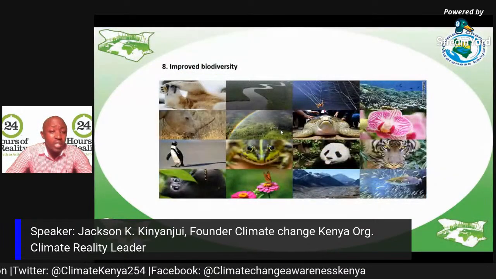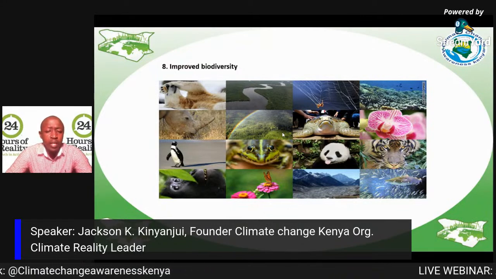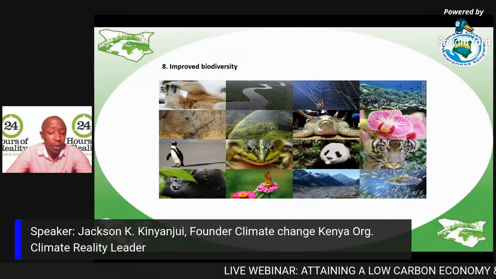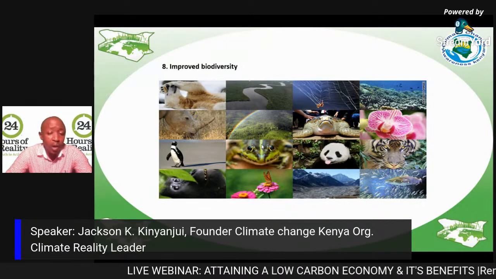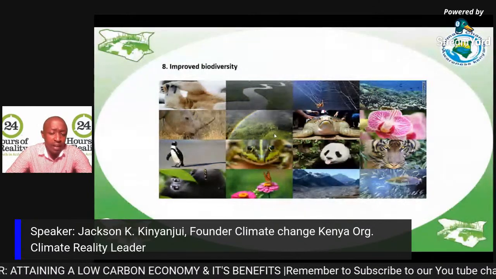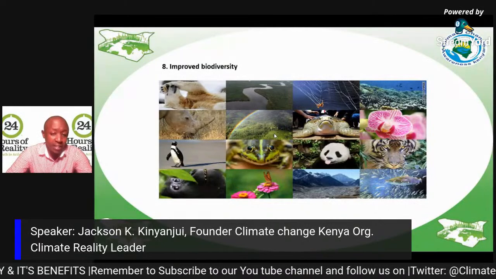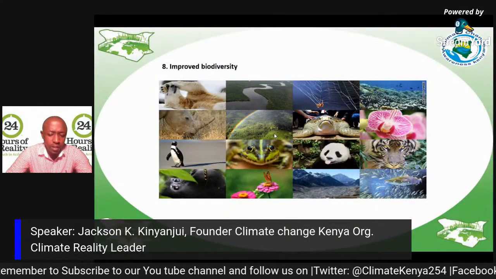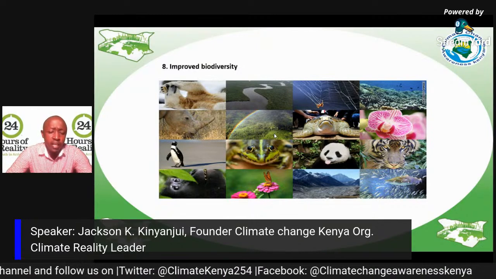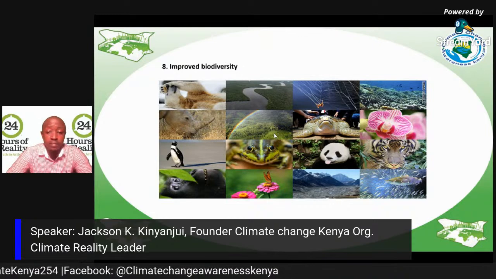Green economy also leads to improved biodiversity. This means that we'll be having diverse species from plants and animals. The flora and fauna will flourish. Up to date, scientists have been able to quantify that more than 500,000 species have become extinct since the Industrial Revolution, and this has been due to the increase in carbon emissions and greenhouse gases.